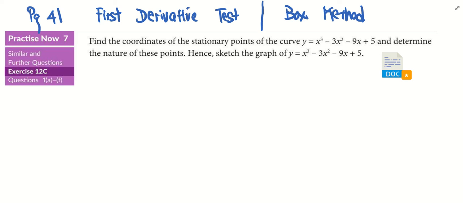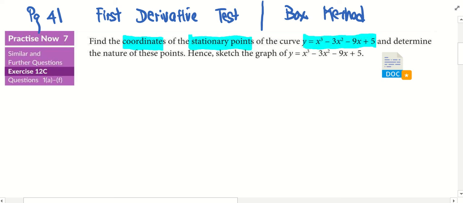Okay, so if you look at this question on page 41, I highlight some of the keywords first. We are supposed to find the coordinates of the stationary point of this particular curve. Then there's this thing, determine the nature.